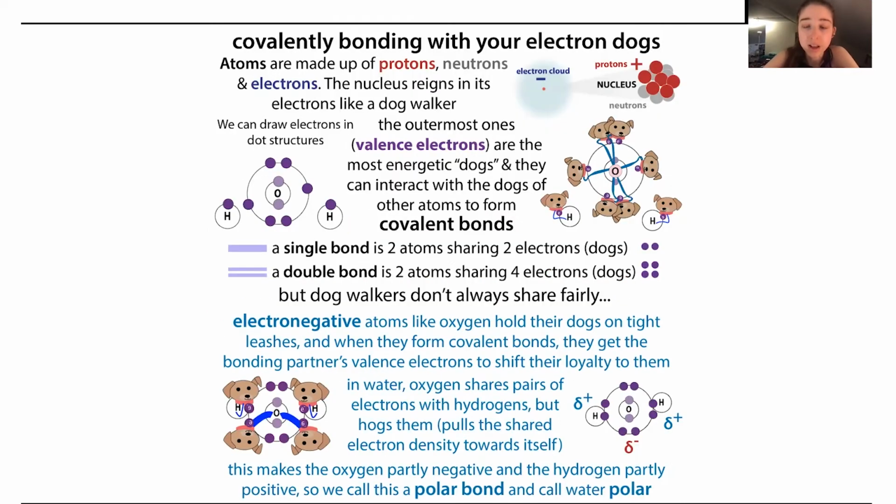I like to think of the valence electrons as energetic dogs, held in by leashes, which are like your protons. When atoms link up, the dogs can switch their loyalty, so they might hang out more with one or the other. The one they hang out with more, we call more electronegative.